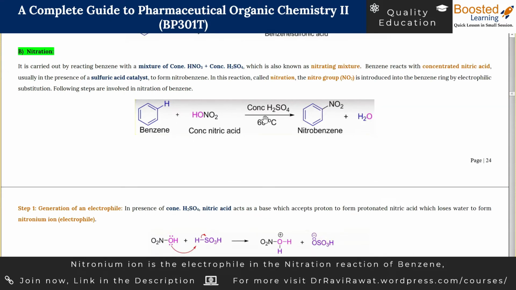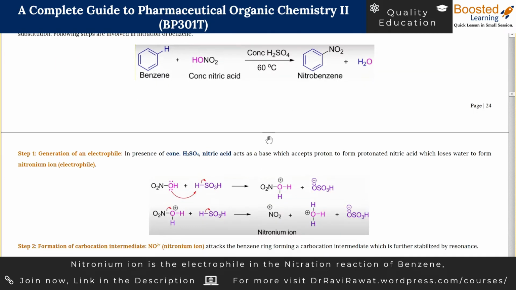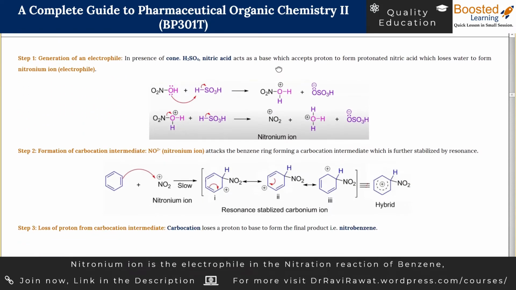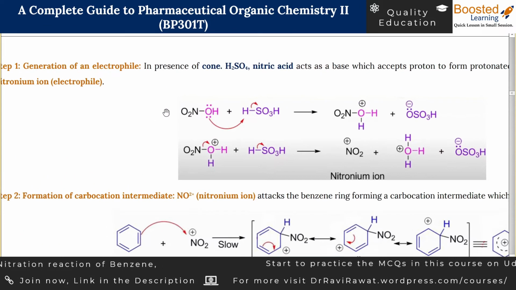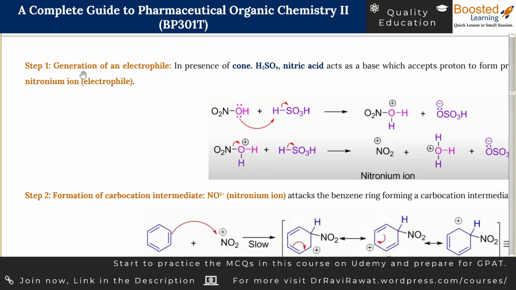So everything that I have told you would be written here in theory. I hope you were able to understand what nitration reaction is. So let us proceed to the mechanism, which is usually the difficult part for the students. So let us see step by step how the reaction will proceed.